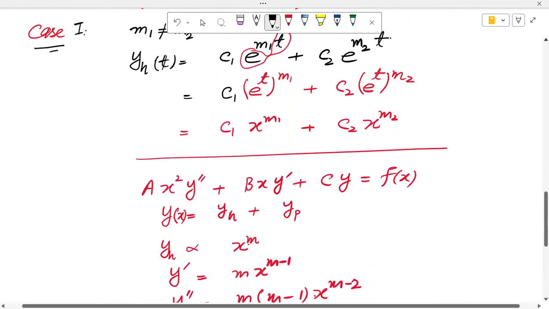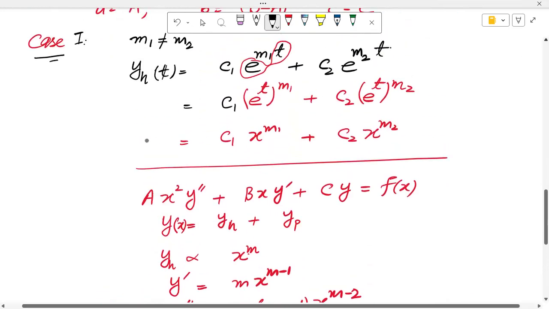So with the distinct values, like I mentioned earlier, with the real values, we can write the direct solution for the homogeneous part, like case 1, m1 is not equal to m2, so we can write the direct solution x raised to the power m, like we started, that it was c1 e raised to the power m1 t and c2 e raised to the power m2 t. So we can build on it.